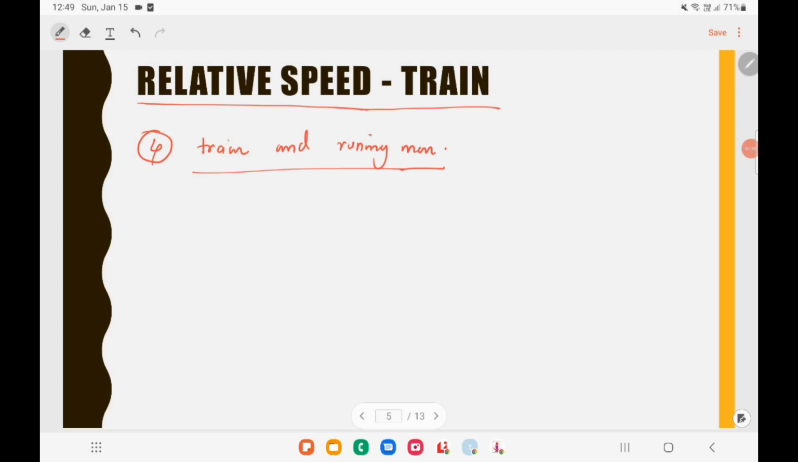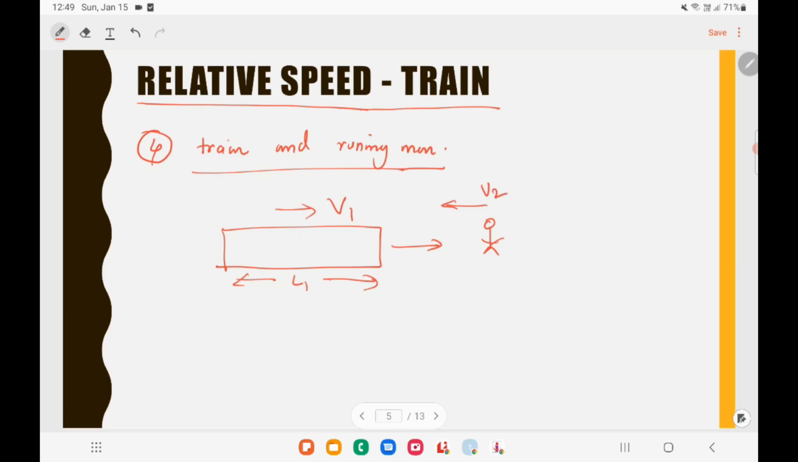Now let us look into the last case here, that is a train and a running man. For example, a train is moving like this with velocity V1 and length L1, and a man is moving in this direction with velocity V2, and he doesn't have a length because the length of the man is negligible, right? There is no length. So here they are running or moving in opposite directions, right?